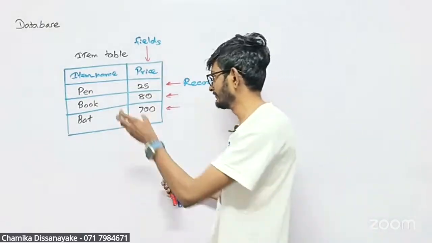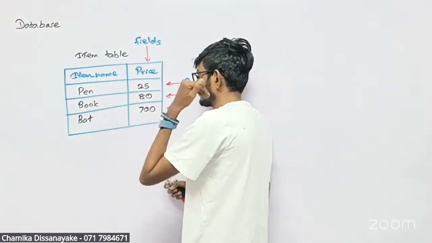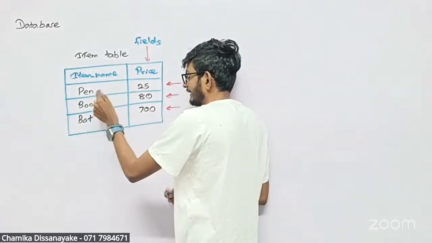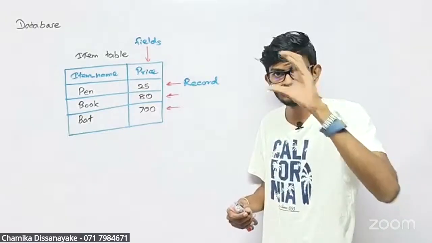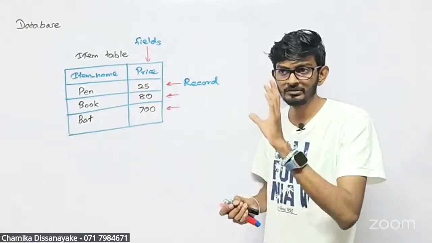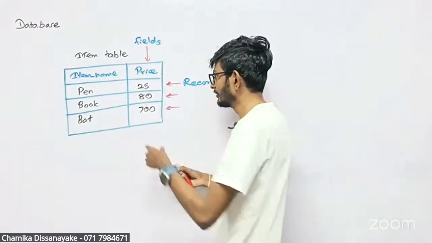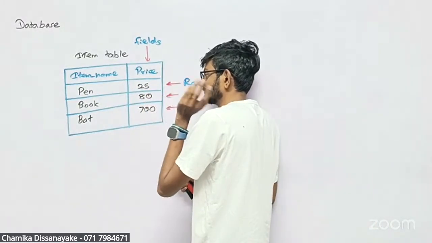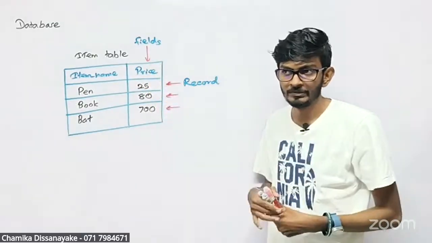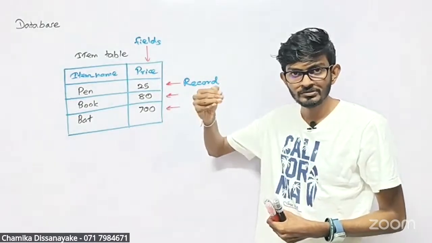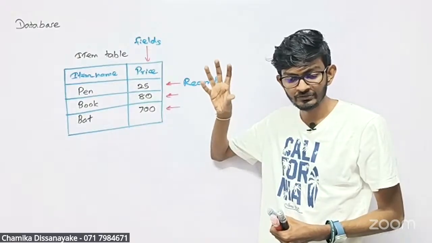Okay? Let's say we have two fields now. So she is going to either write pen and press enter, so then this pen should come as the result, or else she should enter 25. Then this pen should come as the result. That means that record should be identified separately.